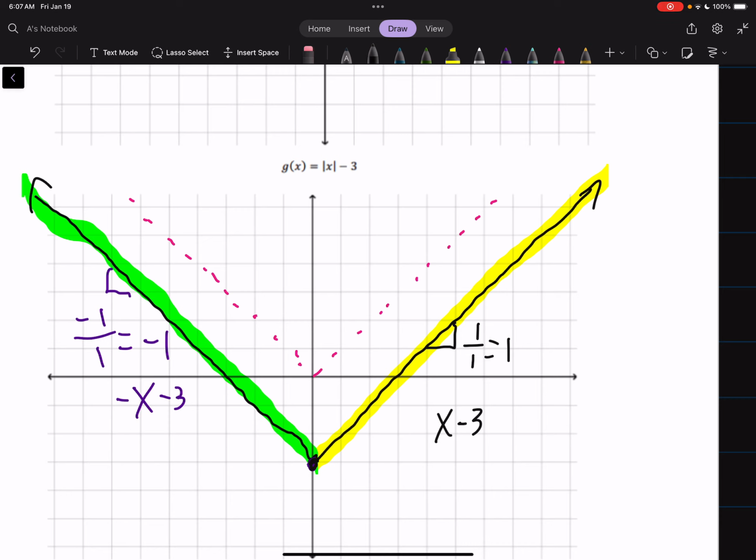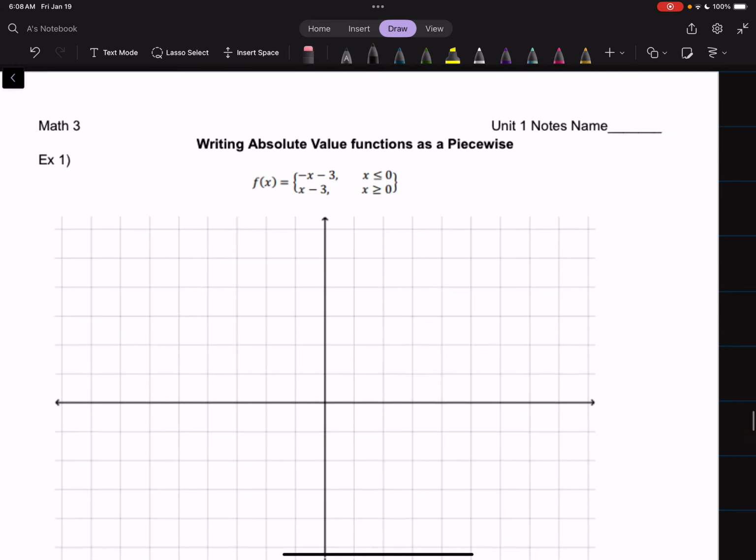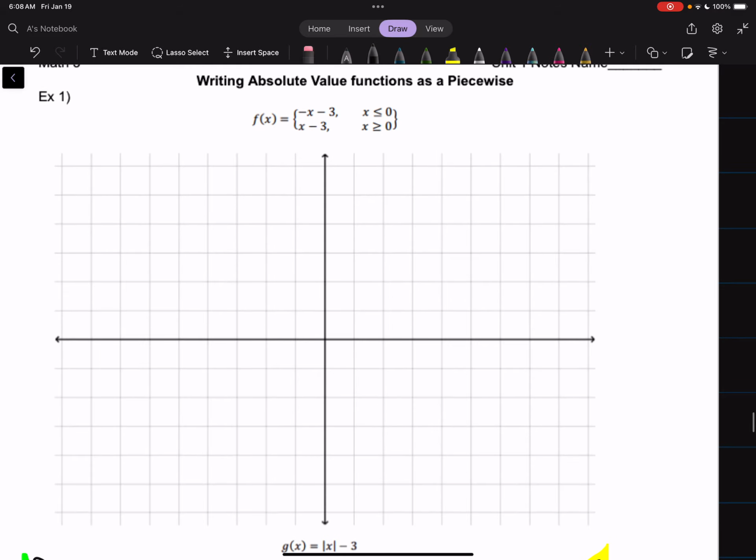From this, I'm trying to get you to see that the absolute value equation can be written as 2 regular linear equations if we constrict the domain. Instead of having it as all real numbers, we want only a portion of it. That is where a piecewise function comes in. See, this left equation is negative x minus 3.